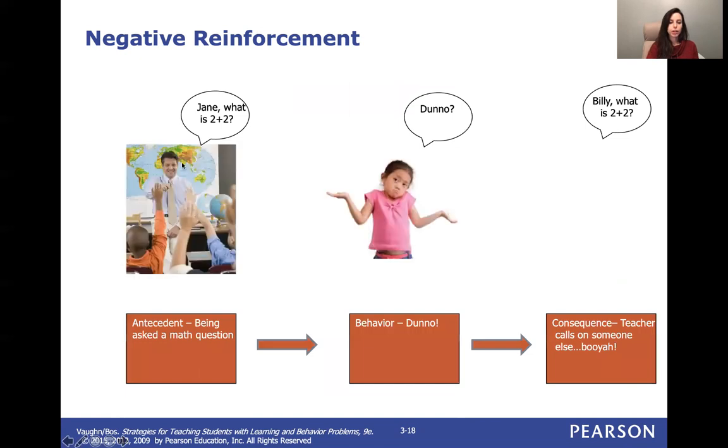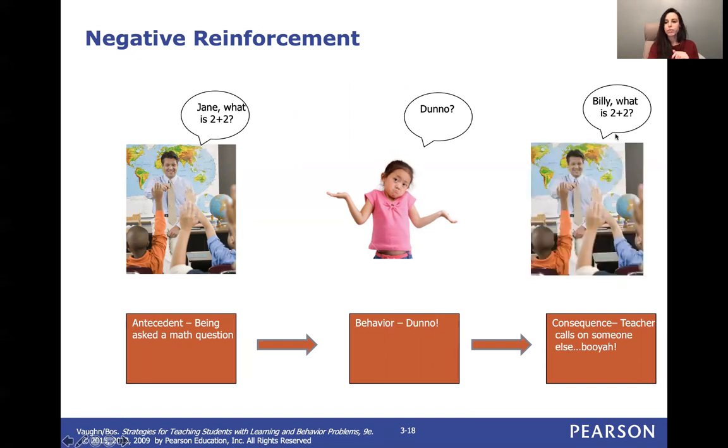An example in the classroom, once again, is of negative reinforcement. The teacher says, Jane, what's 2 plus 2? And that's the antecedent. Remember, antecedent, behavior, consequence. The antecedent is being asked a math question. The student says, I don't know. And that's the behavior. And then over here, the teacher just avoids it because they're thinking, oh, I don't want to engage in this conflict.